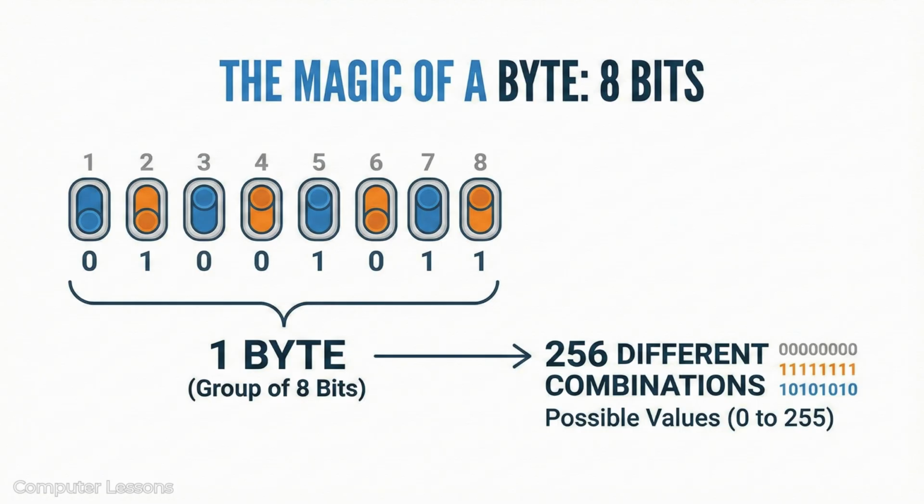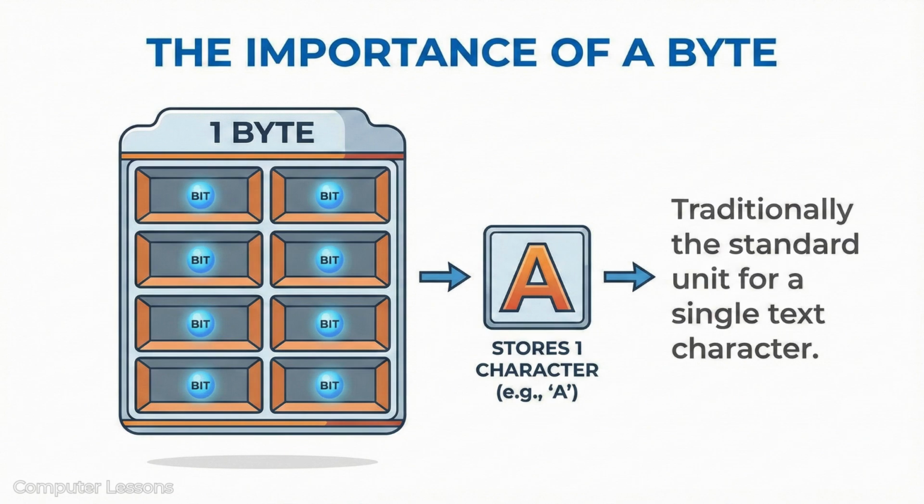This specific group of 8 bits is magical. We call this group a byte. Why is a byte so important? Because 8 bits, or 1 byte, is traditionally the amount of space needed to store a single character of text.